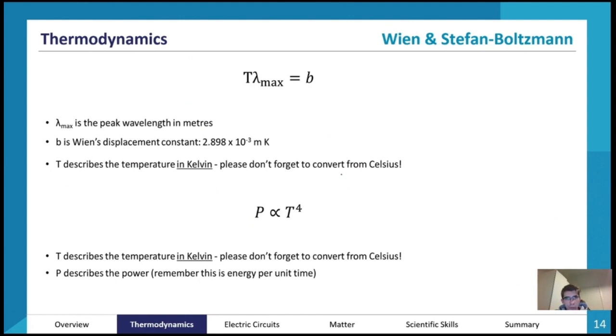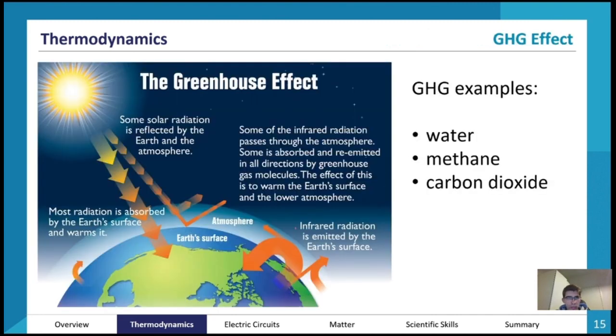You might need to know this equation. It's the Wien and Stefan-Boltzmann equation, where lambda max is the peak wavelength in meters, b is Wien's displacement constant, T describes the temperature in Kelvin, and it just shows that the power per unit of time, or energy per unit of time, is directly proportional to temperature, and it makes sense.